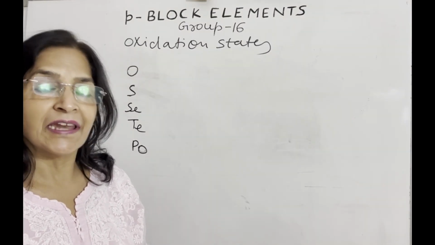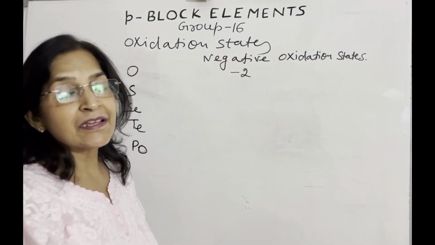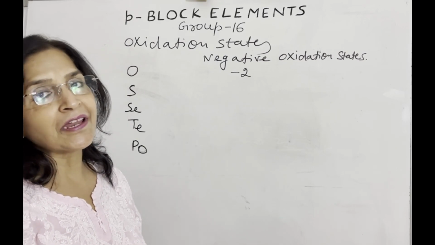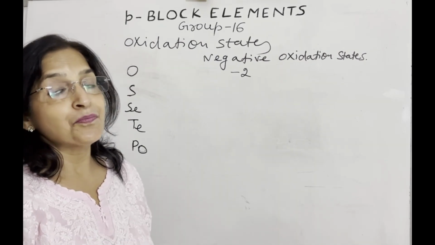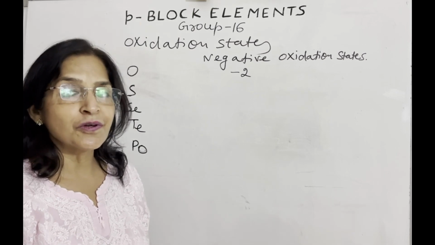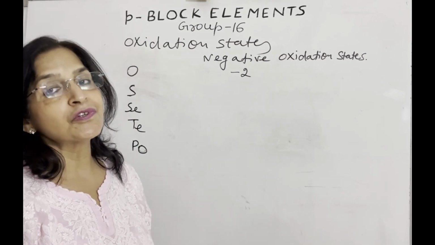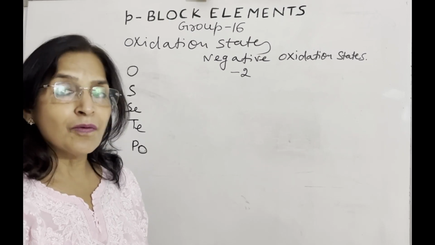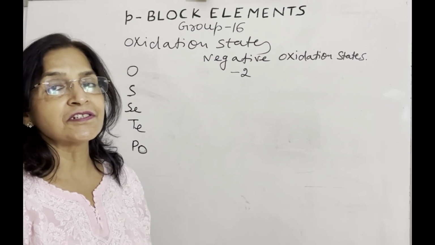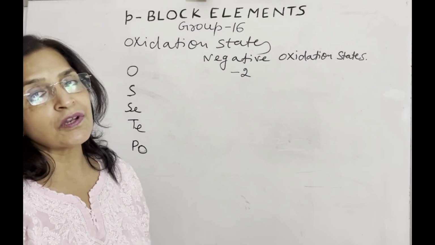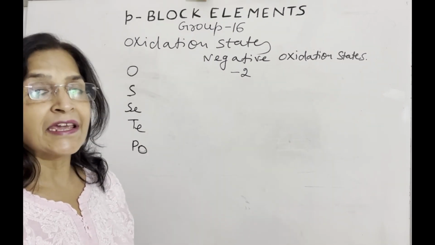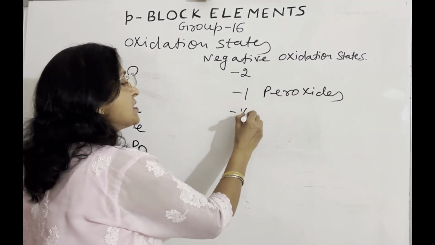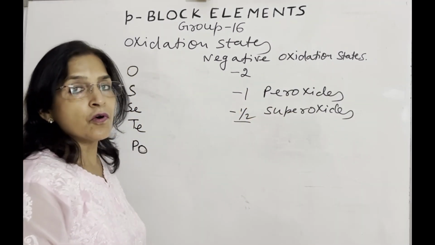First we will discuss negative oxidation states. These elements have 6 electrons in the outermost shell, need 2 electrons more to complete the octet, and show the -2 oxidation state. But the tendency to show the -2 oxidation state decreases as we move down the group. Oxygen, being small in size and highly electronegative, forms metal oxides in the -2 oxidation state, and these oxides are ionic in nature. Oxygen also shows the -1 oxidation state in peroxides, and in superoxides it shows the -1/2 oxidation state.